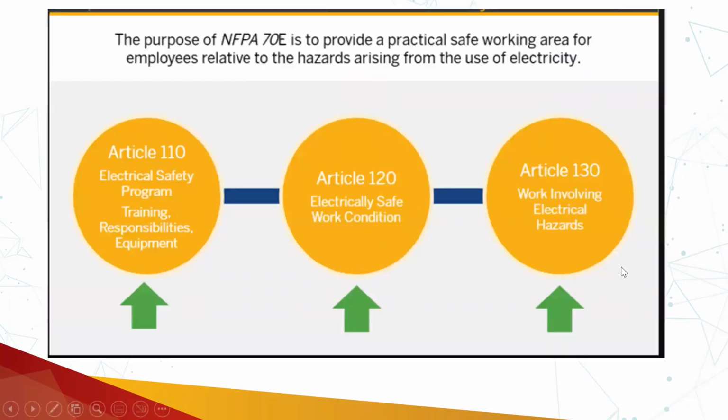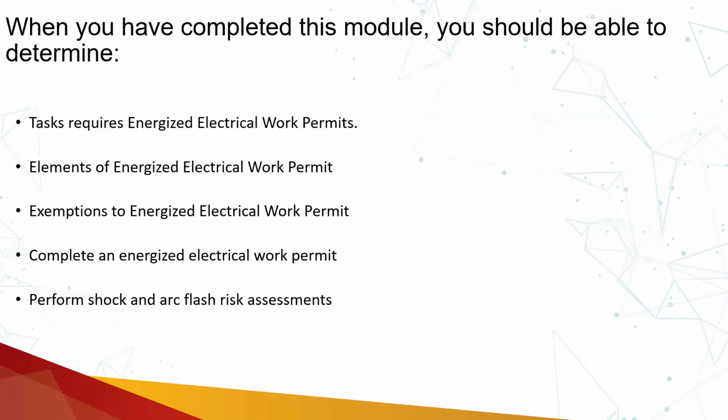moving forward. So here now we are on article 130, and it discusses how you are going to proceed to perform work on the live system. Once we have completed this module, we will know what tasks require an energized electric work permit, the elements of an energized electric work permit, the exemptions to an energized electric work permit, completion of an energized electric work permit, and how to perform shock and arc flash risk assessment.